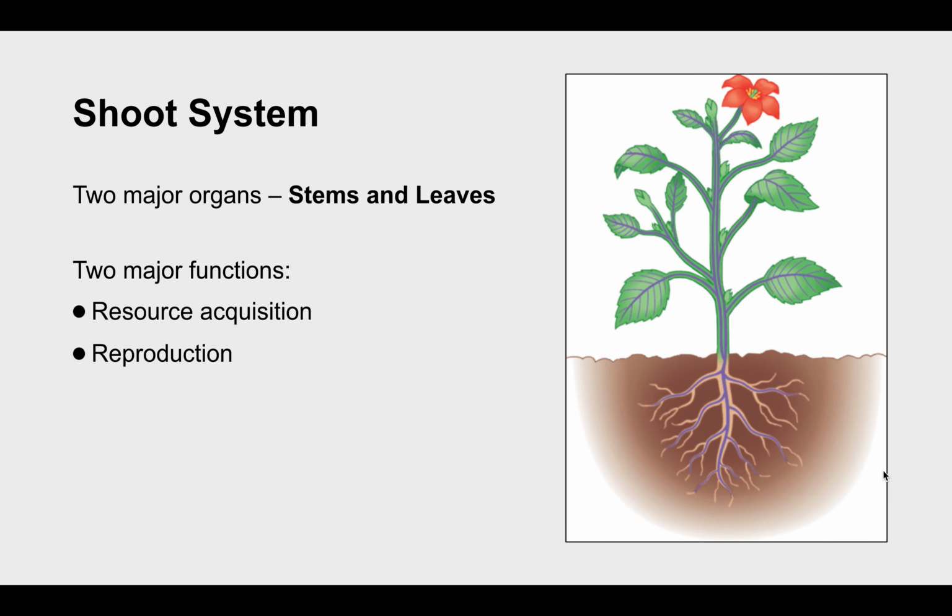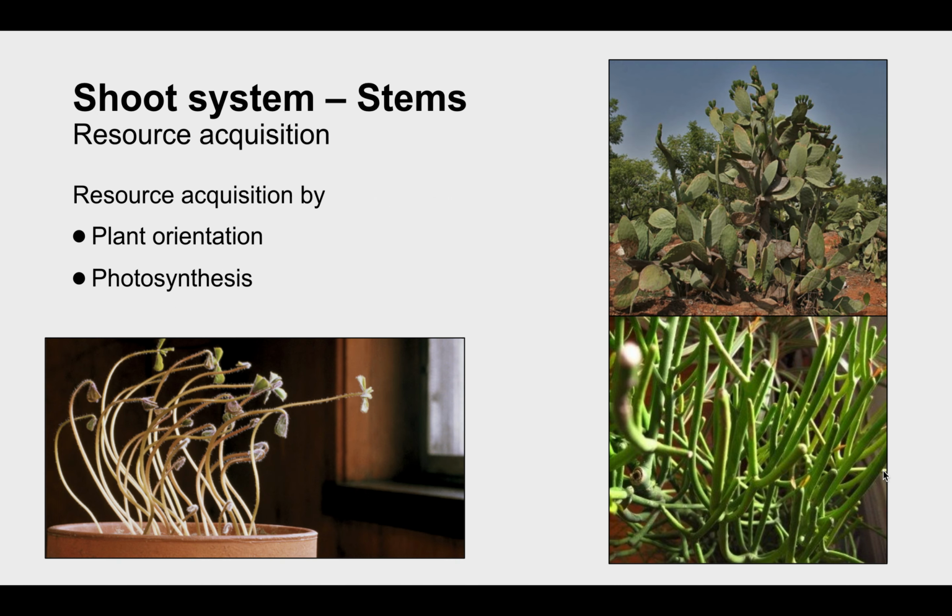All right, so that was the roots. Now we're going to switch to the other system, the shoot system, which has the stems and the leaves. Together, the shoot system really plays an important role in resource acquisition and reproduction. So we're going to start by talking about the stems.